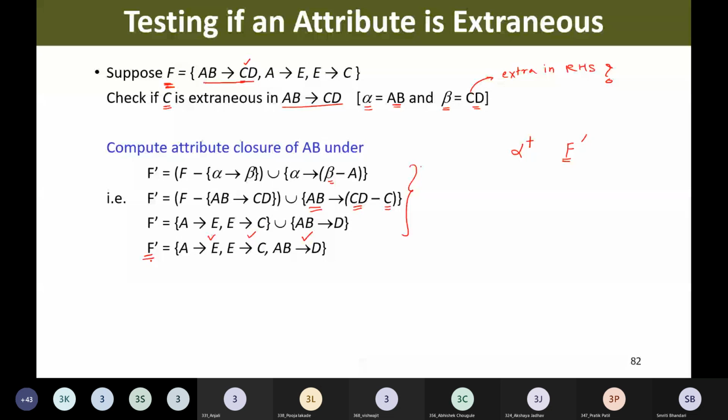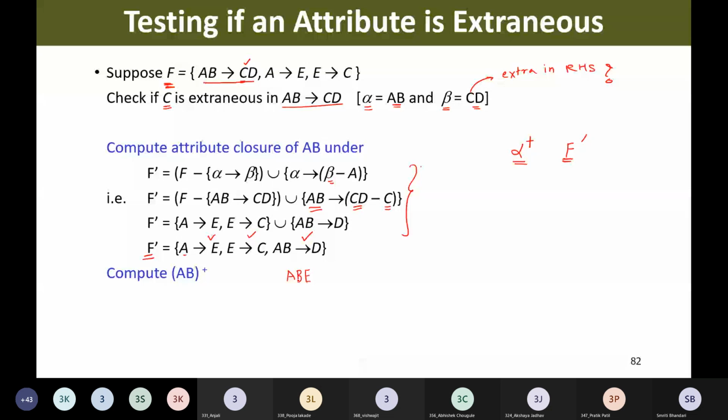We know the algorithm for computing attribute closure, so simply we are making use of that algorithm. My algorithm says my result originally would be AB. Then I'll pick this dependency and check whether the left hand side of the dependency belongs to my result. So whether A is a subset of AB, yes. If yes, then I'm going to concatenate the right hand side of the dependency with the result. So this is my new result.